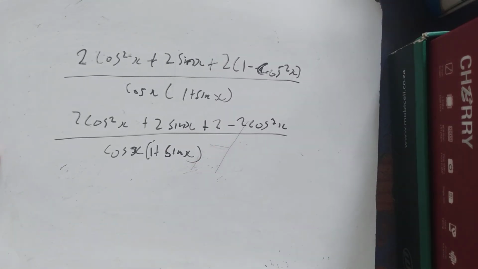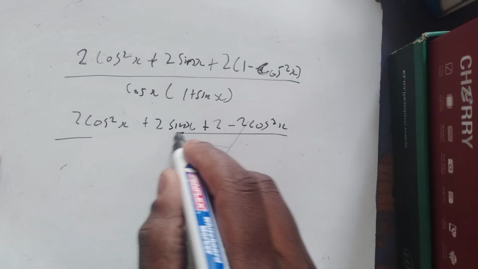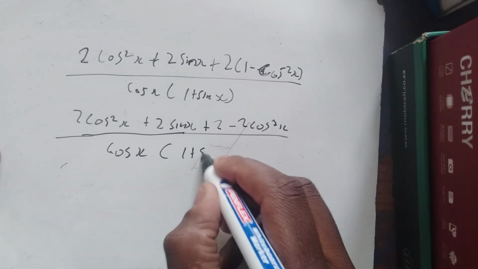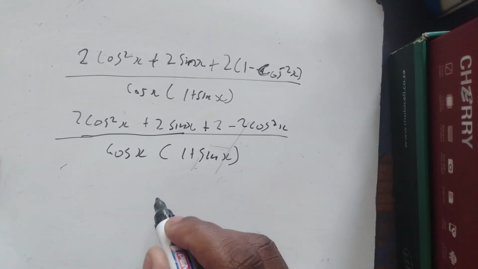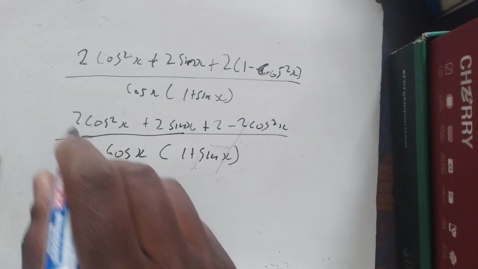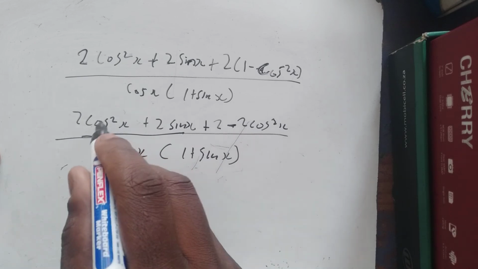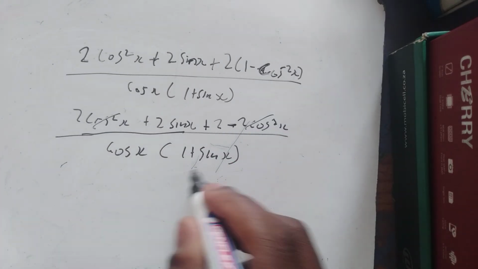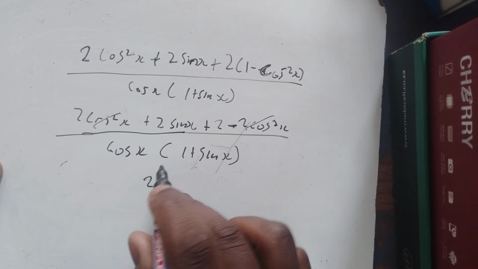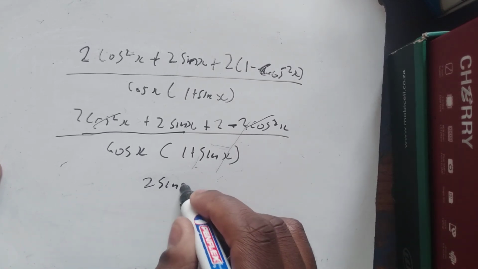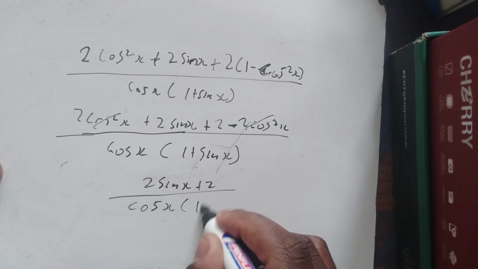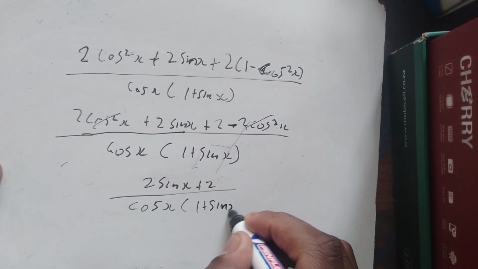Let me just fix my handwriting over there. So this was cos x times 1 plus sine x. Notice these two are exactly the same, but with different signs, so they cancel out. 2 cos squared minus 2 cos squared is 0, right? So what will be left is 2 sine x plus 2, all over cos x times 1 plus sine x.